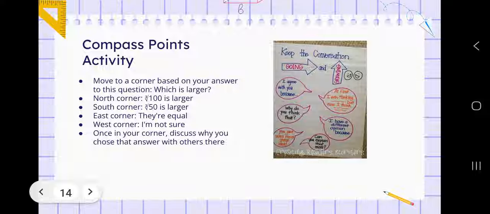So the north wall will be the cube root of 100. South wall, which is the direction I'm facing, the cube root of 50 is larger. East wall here to the left of me, they're equal, and the west, to my right, I'm not sure. Once in your wall, discuss why you chose that answer if others are there.